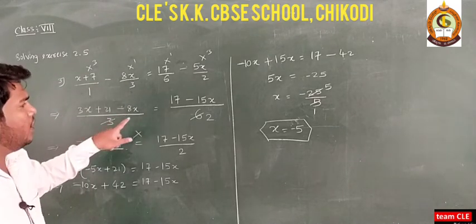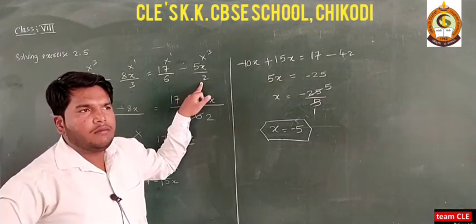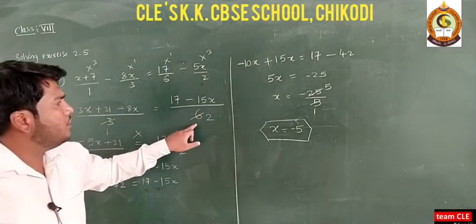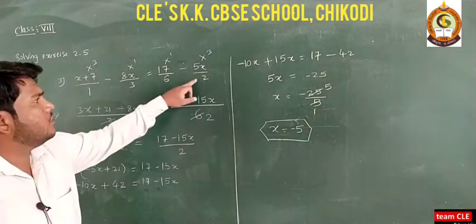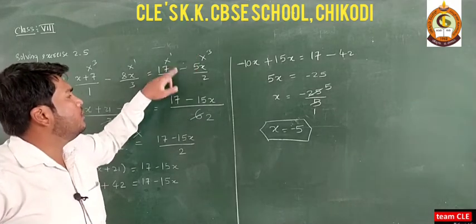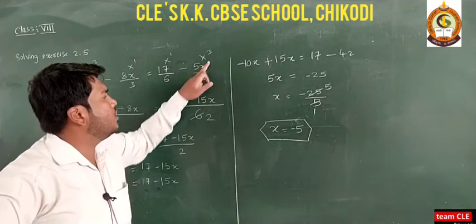Now divided by 3, in between 6 and 2 what is the LCM? The LCM is 6, so this is 6 1s are 6, this is 2 3s are 6, so 17 1s are 17, minus sign as it is, 5 3s are 15x.